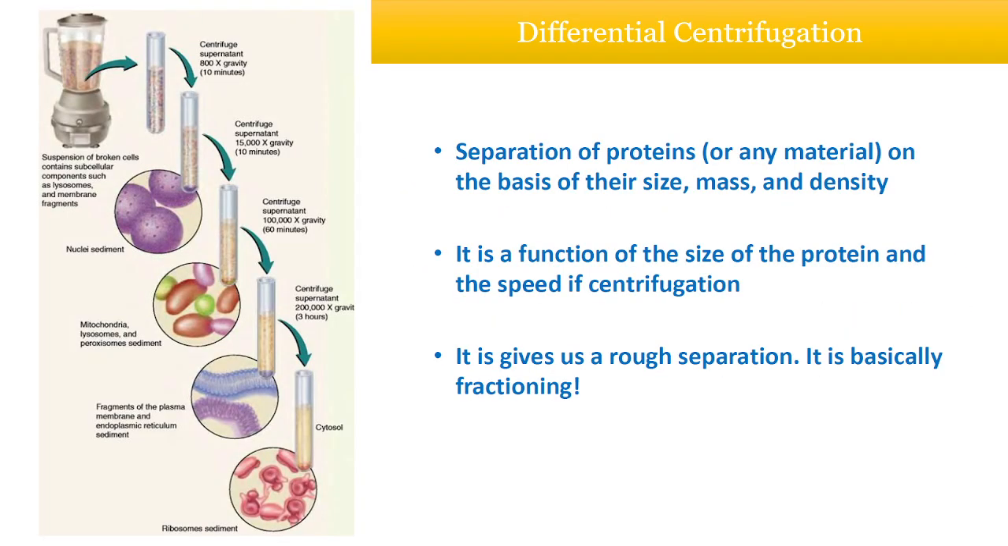So differential centrifugation is like the way I discussed earlier. It's separation of proteins or any material on the basis of their size, mass, and density. It's a function of the size of the protein and the speed of centrifugation, and it gives us a rough separation. It's basically fractionation. First we separate out a few organelles, then we increase the speed of the centrifugation and eliminate a few others. So it's differential, meaning you are increasing the speed of the centrifugation slowly.